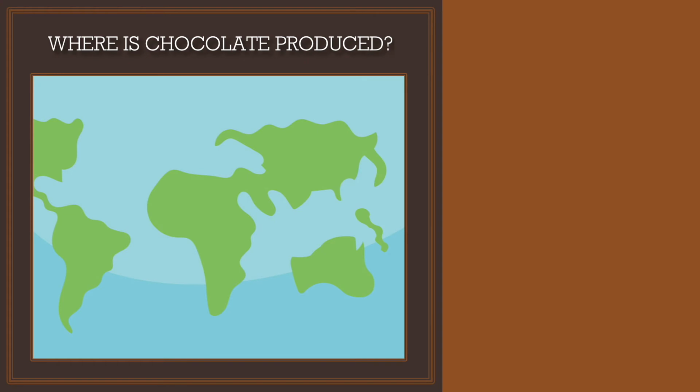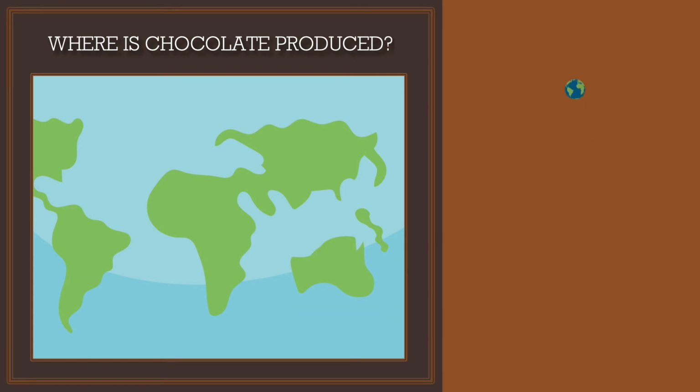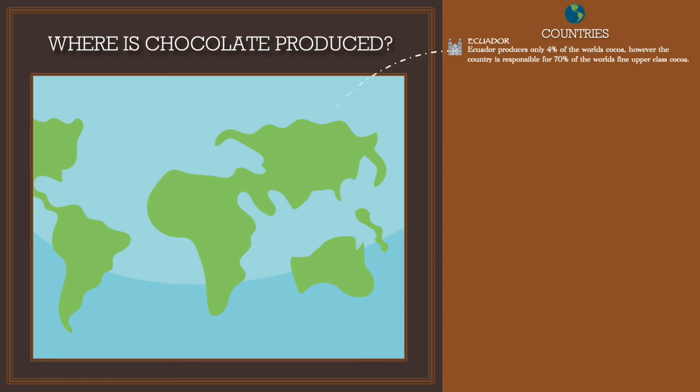Where is chocolate produced? The production of cocoa begins in the tropical regions around the equator, where the hot and humid climate is well suited for growing cocoa trees. Ecuador. Ecuador produces only 4% of the world's cocoa. However, the country is responsible for 70% of the world's fine upper-class cocoa.